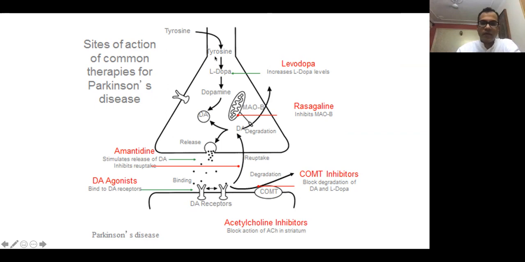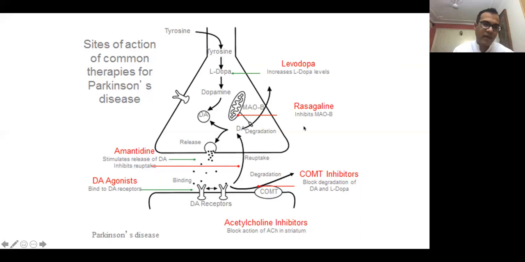Dopamine is formed in the cells from tyrosine, becomes L-dopa, becomes dopamine, and it comes to the cell membrane, gets released, and gets picked up by the dopamine receptors. Now this gets taken up again, as well as degraded here itself using COMT, and once it comes to the neurons, it is degraded using MAO-B, monoamine oxidase type B, into levodopa, which can be reused again.